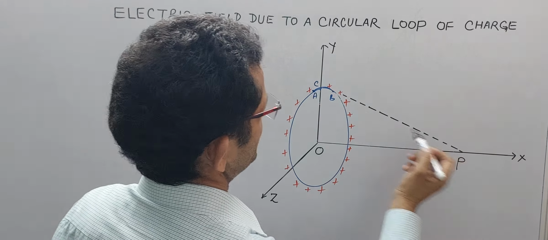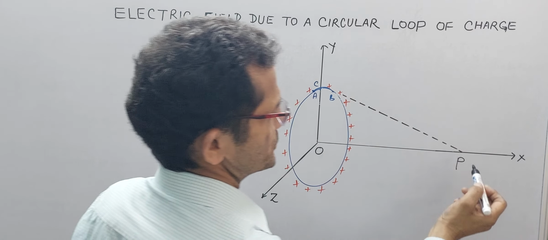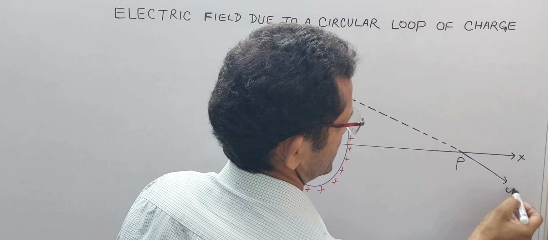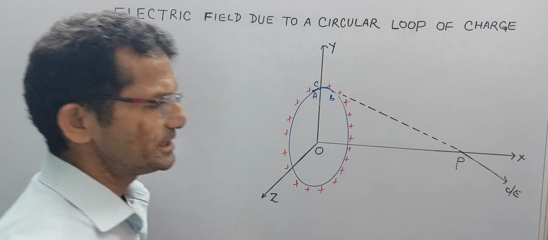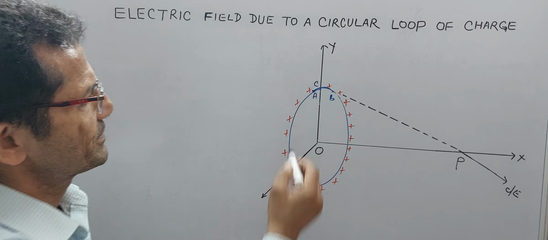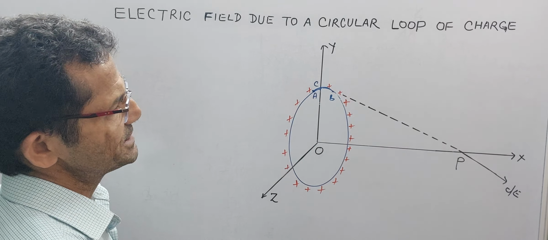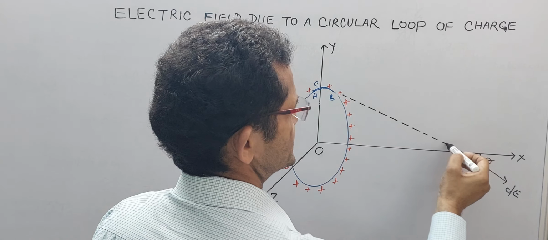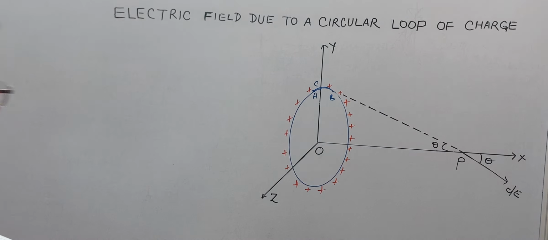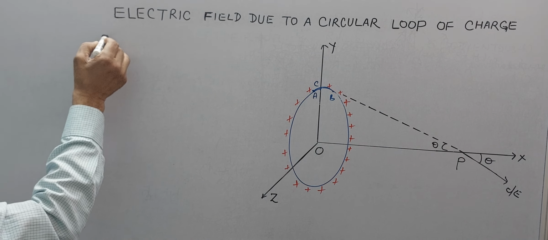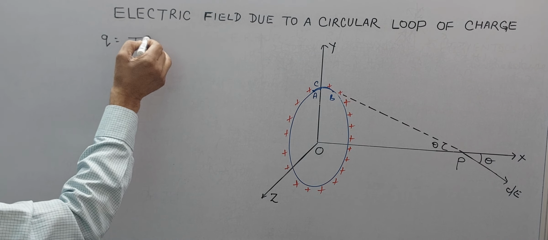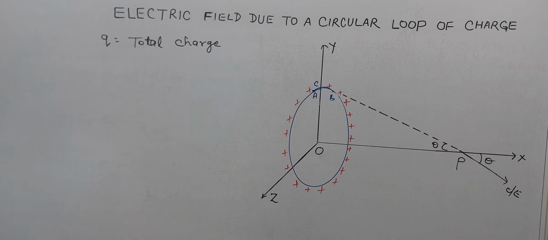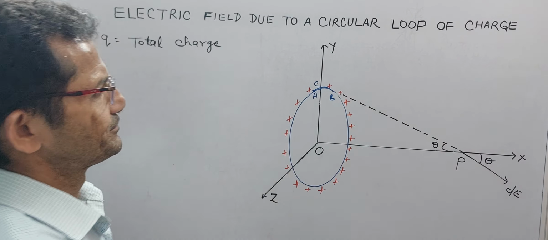Now, let us suppose the electric field due to this piece is along this direction, dE. So dE is the electric field due to this elementary piece AB. It makes an angle theta with the x-axis. This is vertically opposite. If Q is the total charge given to this ring, how much charge is given to this piece AB?